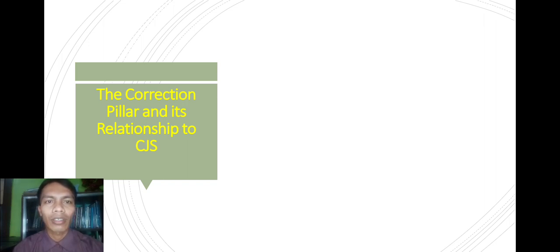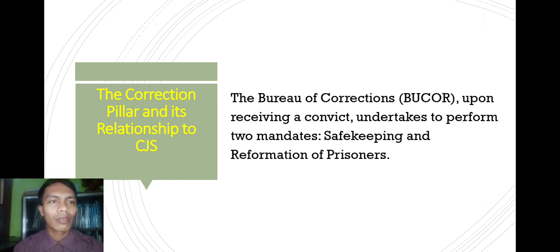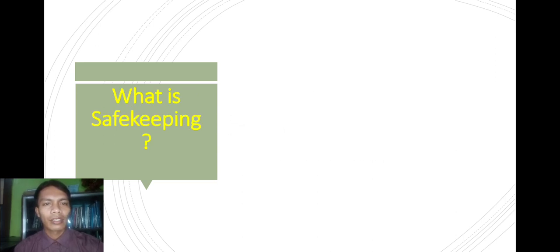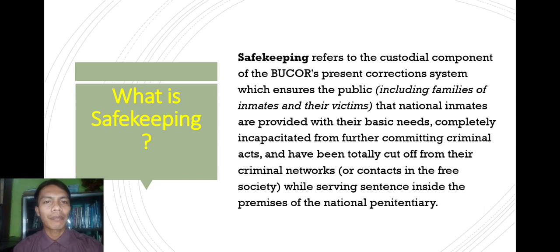The next one is the correction pillar and its relationship to CJS. So, the Bureau of Corrections, or BUCOR, upon receiving a convict, undertakes to perform two mandates, safekeeping and reformation of prisoners. So, mao na ang role sa BUCOR. Then, what is safekeeping? Safekeeping refers to the custodial component of BUCOR's present correction system, which ensures the public, including families of inmates and their victims.